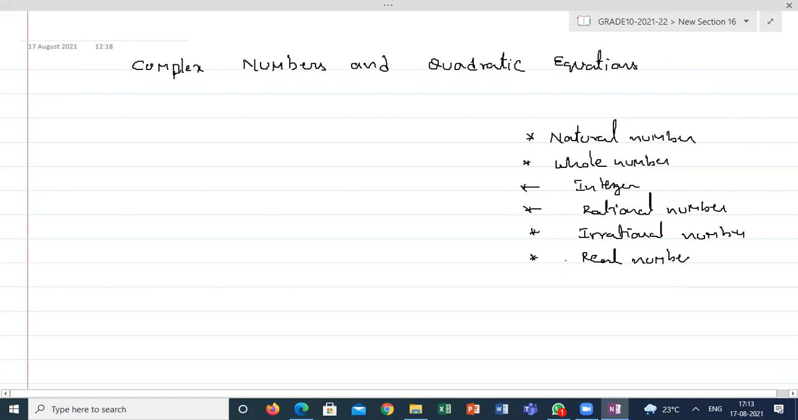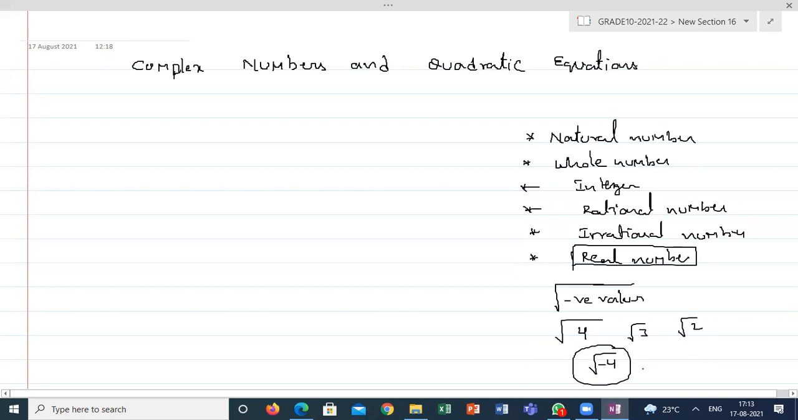These systems all contain real numbers, but none of them explains the root of negative values. I know how to solve root 4, root 3 also I can explain, root 2 also I can explain, but I can't explain what root minus 4 is. Root minus 4 is not defined according to our number systems. Is it clear, guys, what I'm saying?